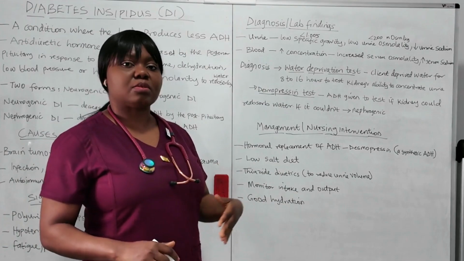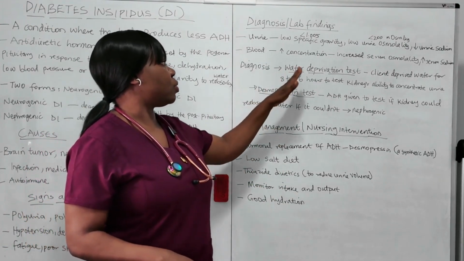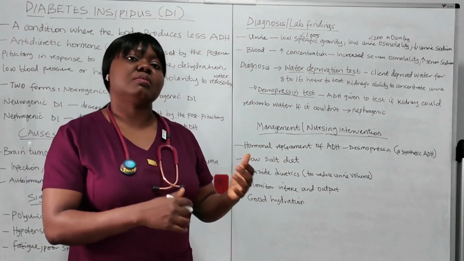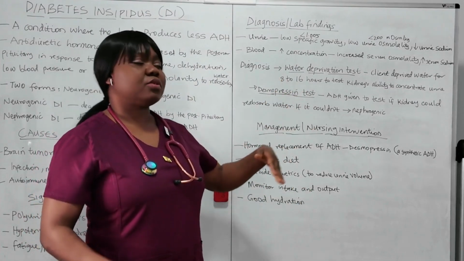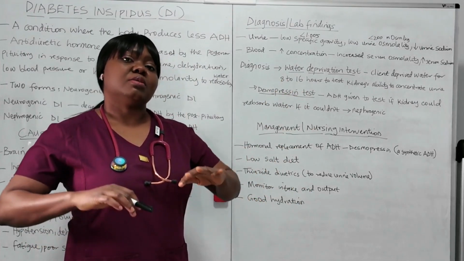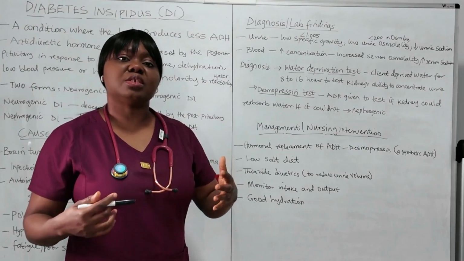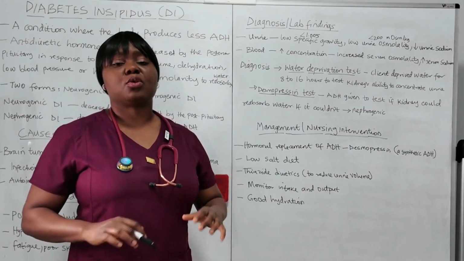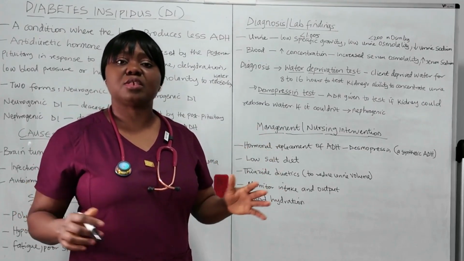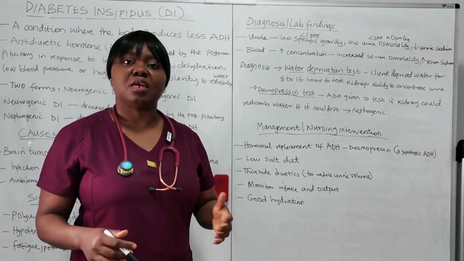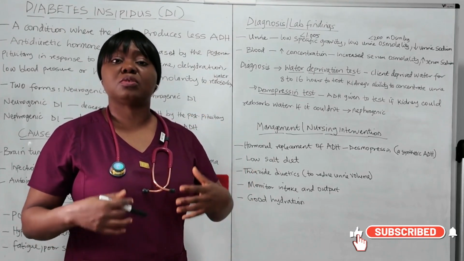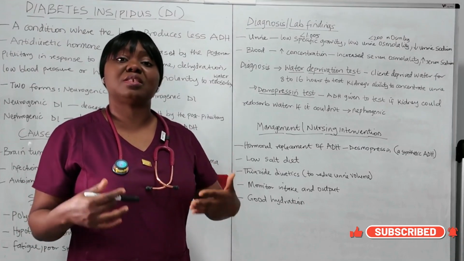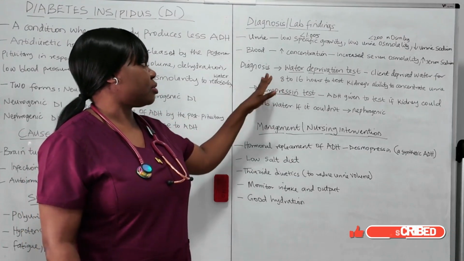Now let's look at diagnosis. They could do 2 tests to diagnose this condition. One of them is the water deprivation test. As the name goes, water deprivation. So you deprive the patient of water for a period of 8 to 16 hours. Now, the essence is to test the ability of the kidney to concentrate urine, because usually if everything is working fine and you are dehydrated, the kidney should be able to hold back fluid because it doesn't want you to lose more fluid since you're already dehydrated inside. So that's the essence of this test.